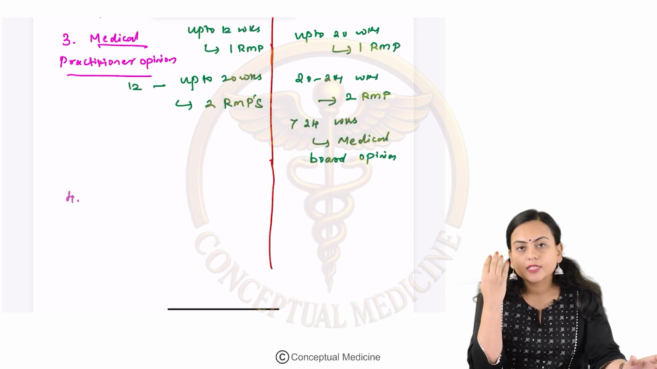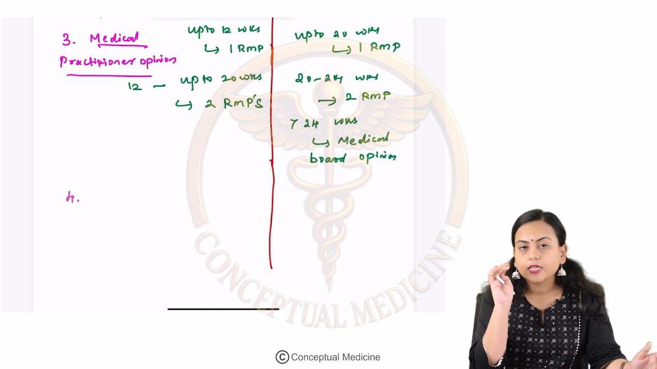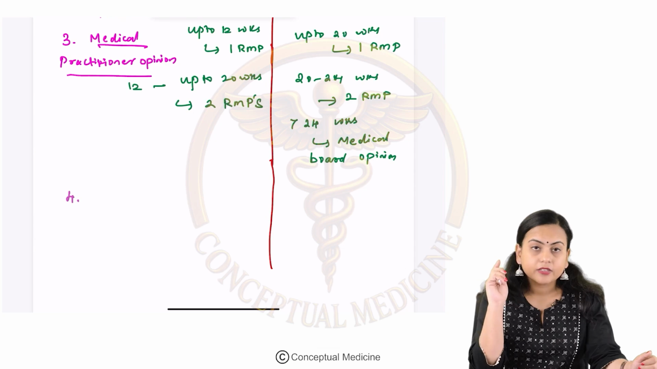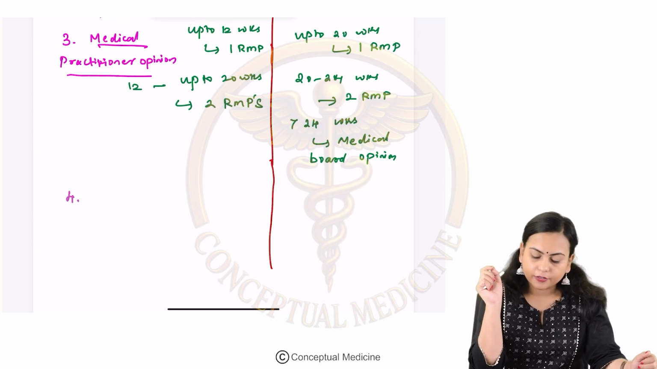Suppose there is a breach of confidentiality of the woman. In the previous MTP Act, there was a fine of 1000 rupees to be paid. But in the recent MTP Act, it is fine and imprisonment up to 1 year.